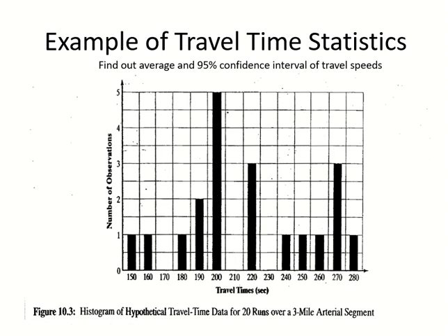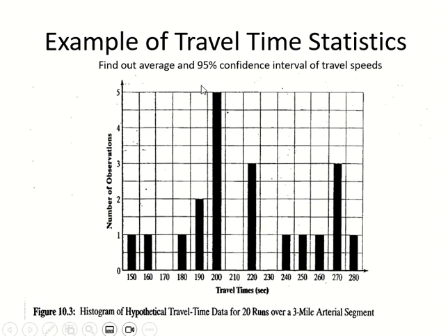These values are for a 3-mile segment, and these are 20 values. It's written over here, 20 runs. One run means one observation of travel time, so run is the term used for observation of travel times. It's a 3-mile section. They're asking for the average speed and the 95% confidence interval of travel speed.